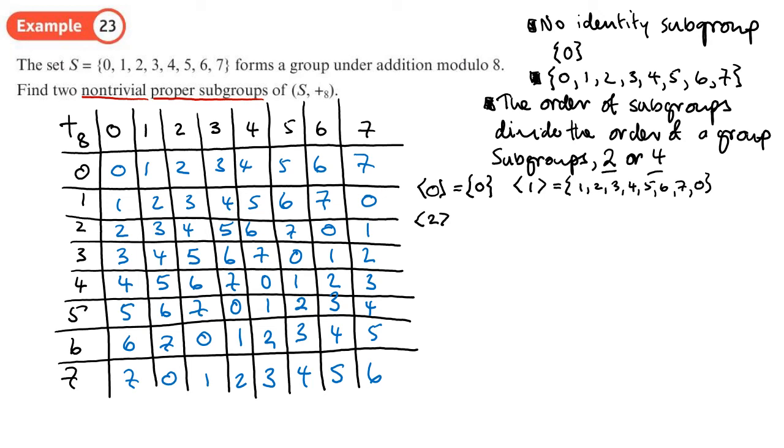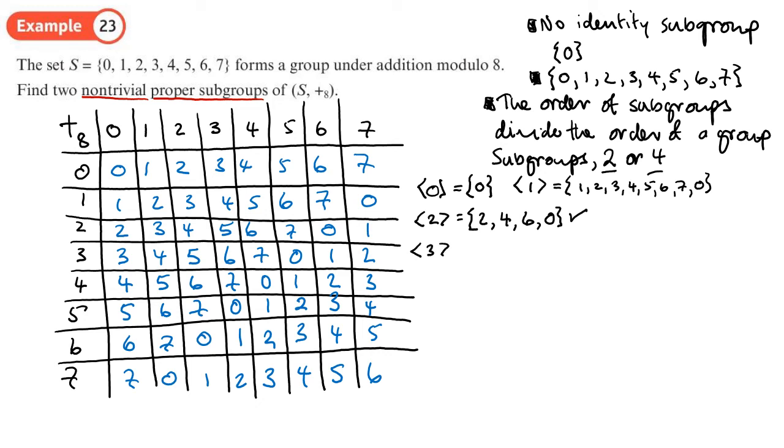What does 2 generate? Well, that will be 2, and then 4, then 6. The next one will be 8, so we'll get back to the identity 0, and then back to 2, 4, 6, 8. So 2 is a generator of this subgroup of order 4. So this is 1. Okay, so we'll stick a tick by that. That's 1. Let's move to 3.